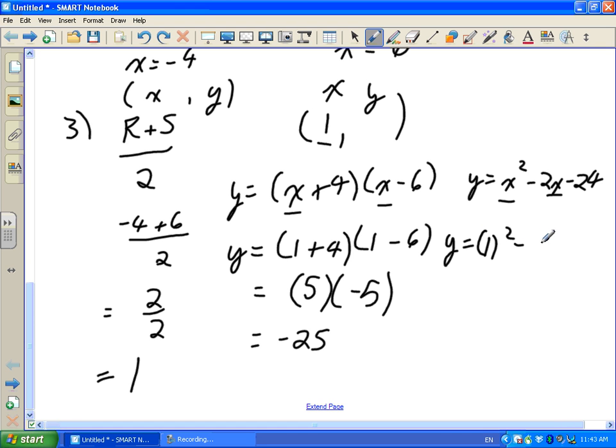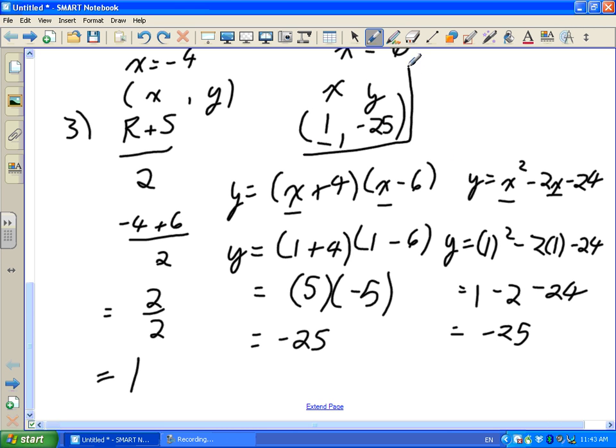y equals 1 squared minus 2 times 1 minus 24. 1 squared is 1. 2 times 1 is 2, minus 24. This says 1 subtract 2, which is negative 1. Negative 1 minus 24 is negative 25. There it is. The coordinate of my vertex is (1, -25).